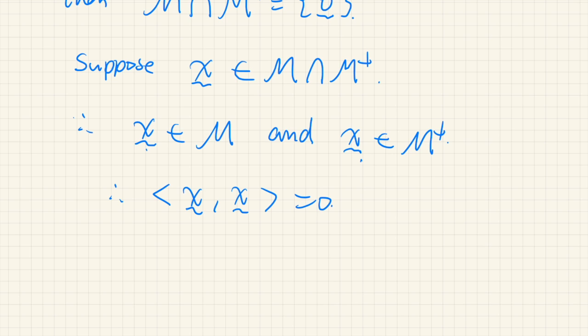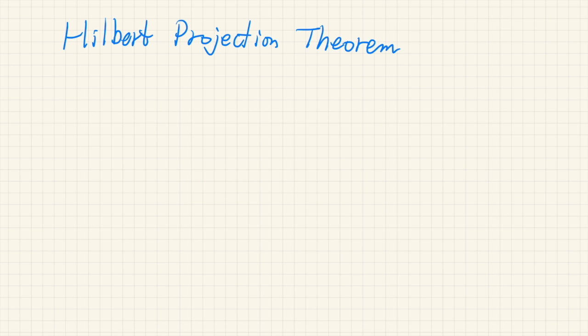So this implies X should be the 0 vector, and we are done. Now let's turn to the main theorem of this video, that is the Hilbert Projection Theorem. Actually, what we prove here is a bit restricted version of the original theorem, because the generality of the original version is not necessary for our purpose here.